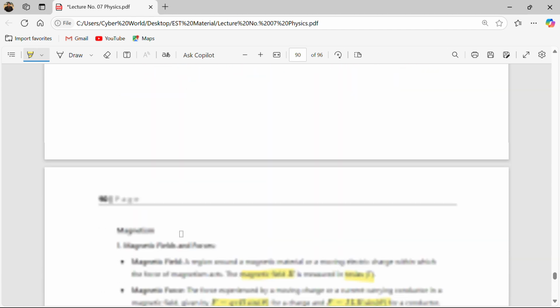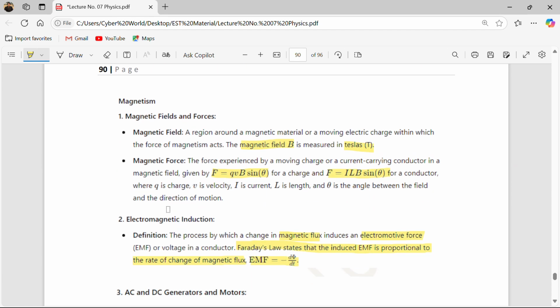Okay, so move on towards magnetism. We know that a magnetic field is basically a region around a magnetic material, or you can say a moving electric charge, because moving electric charges produce a magnetic field surrounding them. So either a magnetic material or a moving electric charge produces a magnetic field around its region. So this is known as the magnetic field. Okay, and it can be represented by B and sometimes H, and the unit of magnetic field is Tesla.